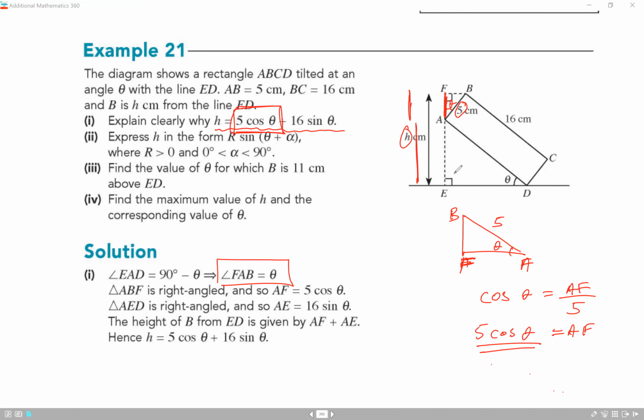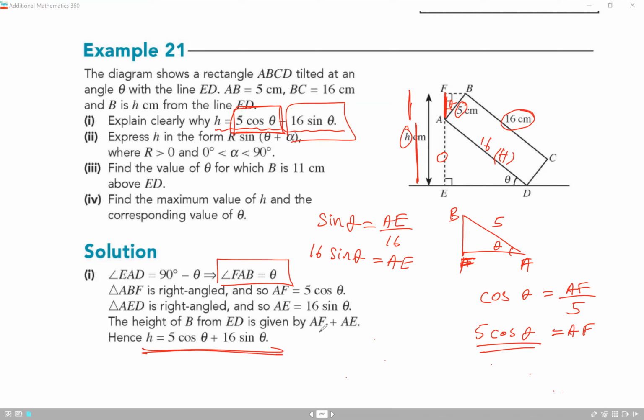So the other one is this triangle here. Since this is 16, this one must also be 16, correct? So this is O over H. So sine theta is equal to AE over 16. So 16 sine theta must be equal to AE. Understand? That comes the second part. And there you go, you can solve. With these two, you need to add up.